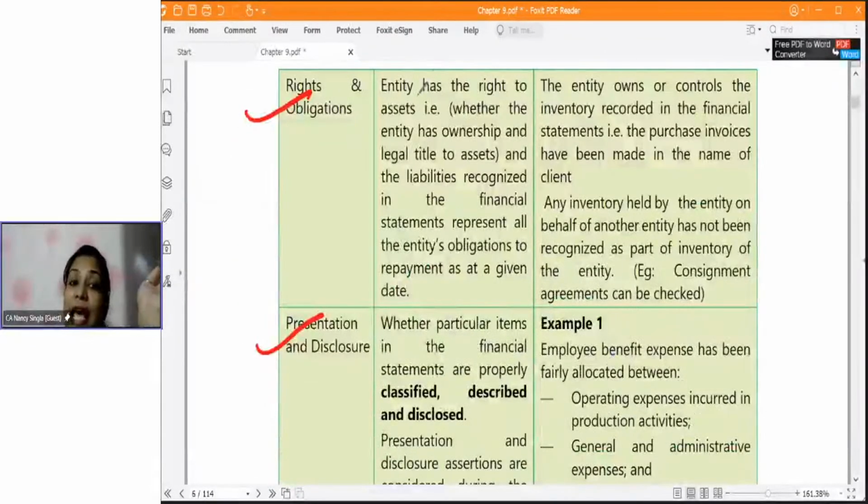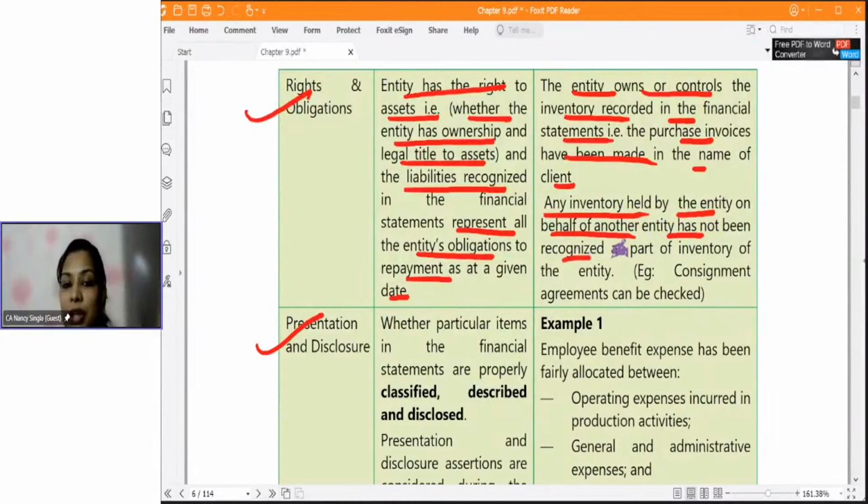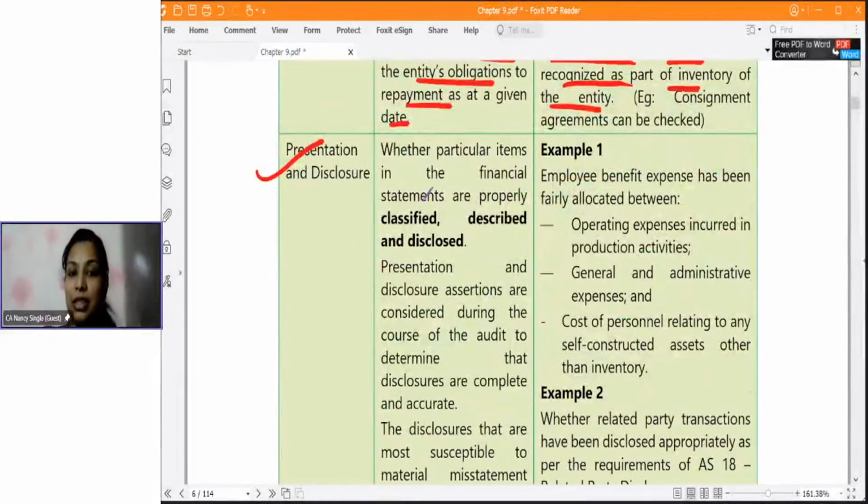Rights and obligation. Entity has the right to assets. That is whether entity has ownership and legal title to assets. And liabilities recognized represent all the entity's obligation to repayment as at the given date. So if any creditor is coming, whether that is a real obligation of the organization or not, है ना? So with respect to inventory, the entity owns and controls the inventory recorded in the financial statement. That is, purchase invoices have been made in the name of the client. Any inventory held by entity on behalf of another entity has not been recognized as part of inventory of the entity. Okay? And presentation and disclosure, that is, the particular items are appropriately classified, described and disclosed.